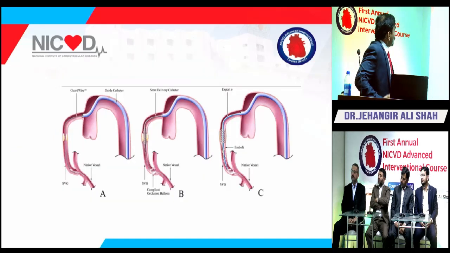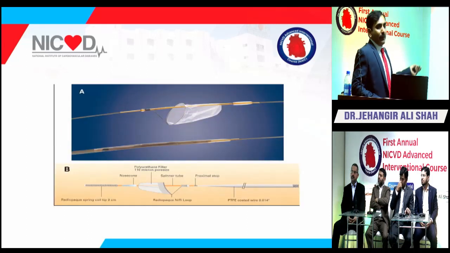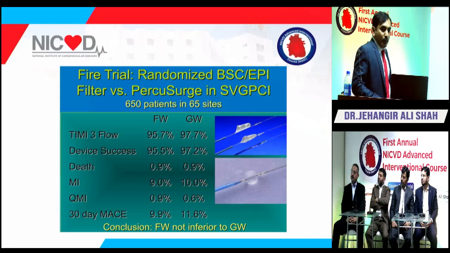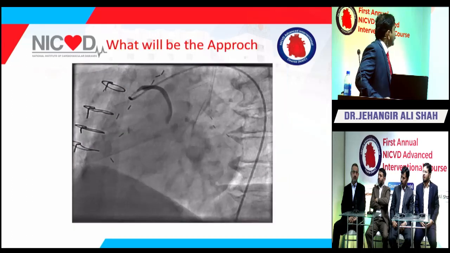At the time. So I just want to show you the PercuSurge guide wire system. You just cross the lesion and inflate the balloon, complete your PCI, aspirate the debris and finish it off. You also have a filter wire, the SpiderFX system. You can see you just place it and aspirate it. You also have a proximal occlusion device too, but in an ostial lesion you can't use a proximal occlusion device. There was also the FIRE trial that shows whether there is any difference between the filter wire and the GuardWire. The filter wire was non-inferior to the distal protection wire.